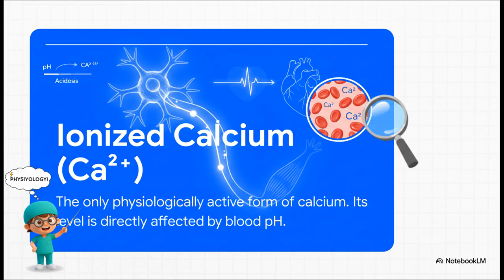And who's the main regulator of all this? Parathyroid hormone, or PTH. It's got 3 main targets. It tells the bones to release calcium, the kidneys to hold on to it, and the gut through vitamin D to absorb more of it.